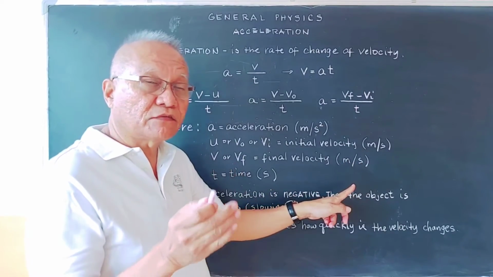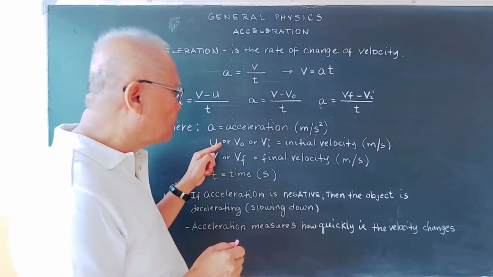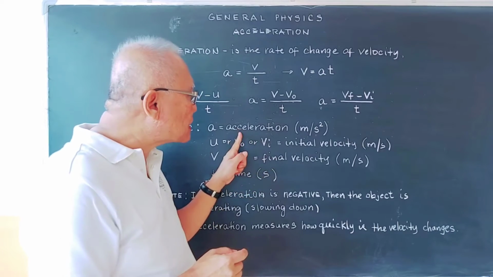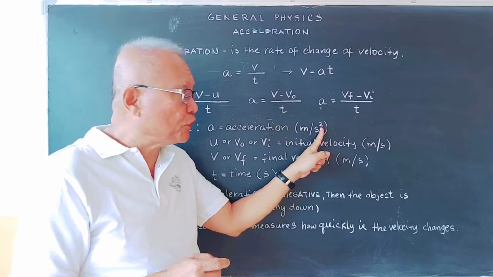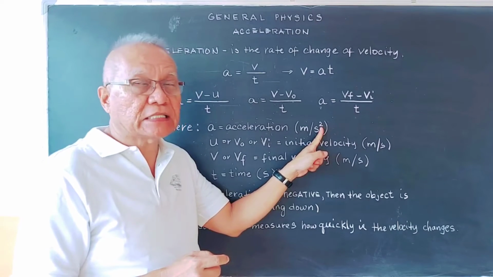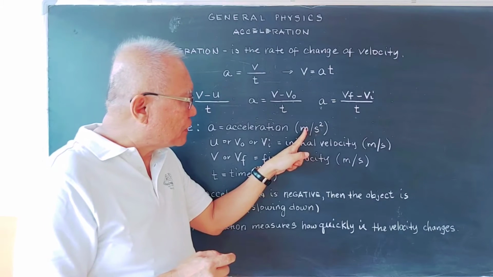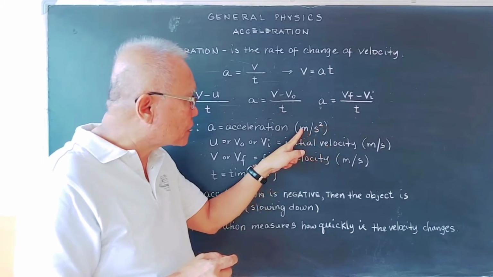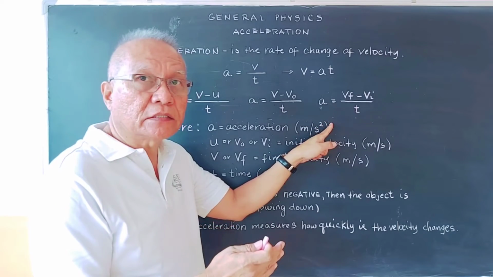Feet per second, feet per minute, miles per hour. So those are the units of velocity. Now, for acceleration, you must have the square here. If you don't have the square, that is not the acceleration. So, this one is meter per second squared, or meter per second per second.